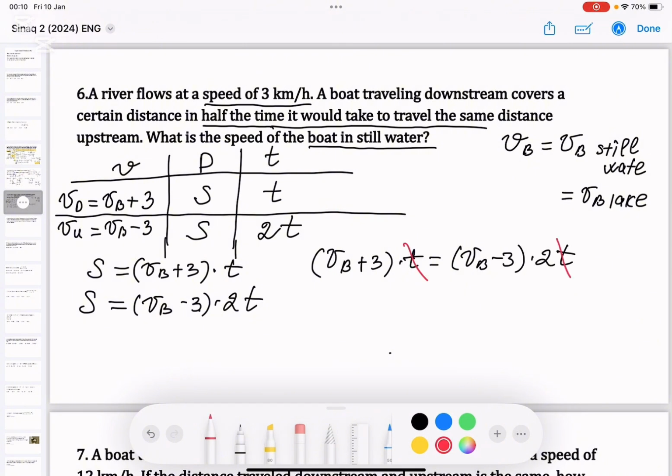Okay, let's simplify. Let's get rid of t's on both sides of the equation. So we're going to have speed of the boat plus 3 equals 2 times speed of the boat minus 6. What we're going to have, speed of the boat is equal to 9, or speed of the boat in still water is equal to 9. Next question.